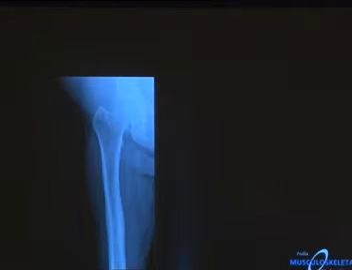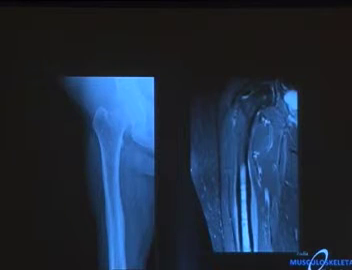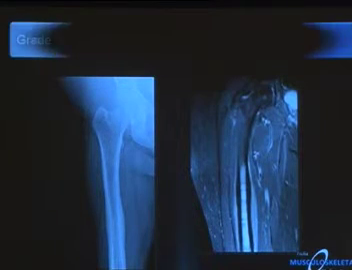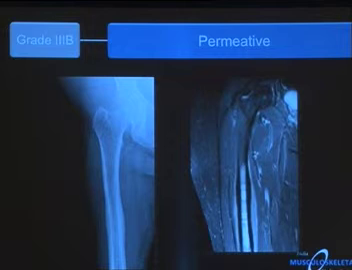All right, here's just another example of a lesion within the bone there. It's very permeative, growing very rapidly through the bone. You can see in the MRI scan it extends quite distally up and down the canal. That's a permeative lesion. This is an example of a lymphoma of bone.